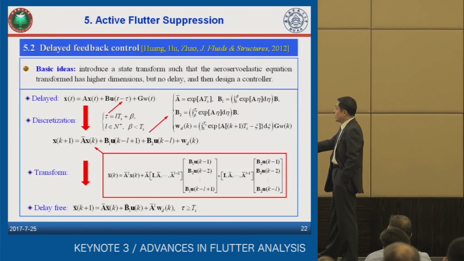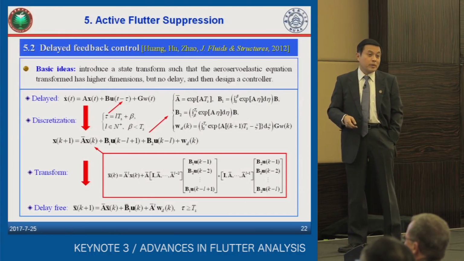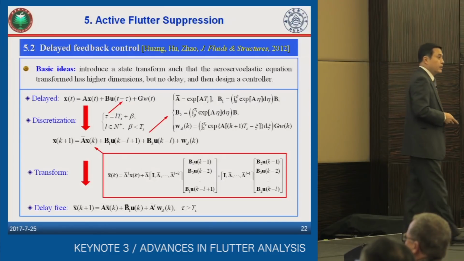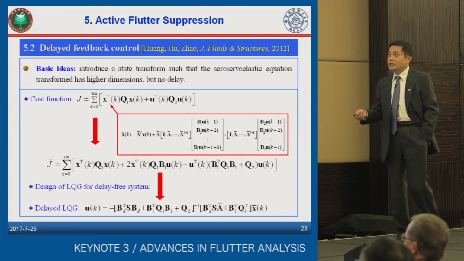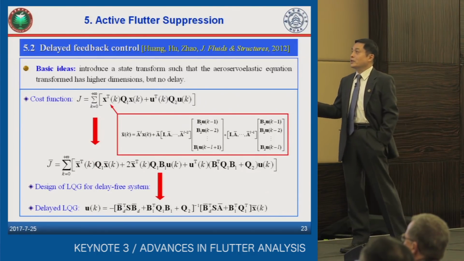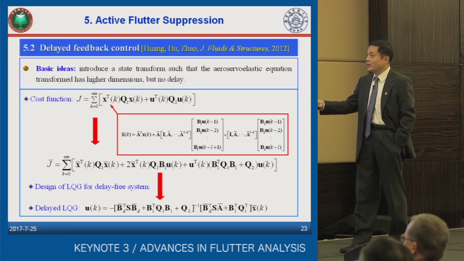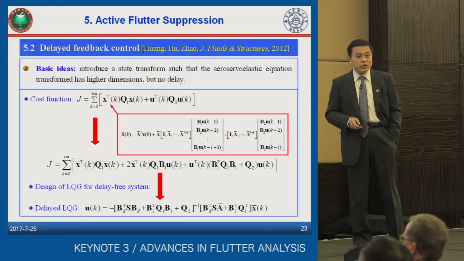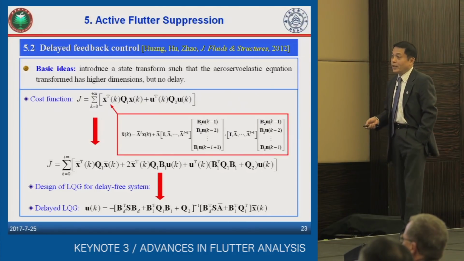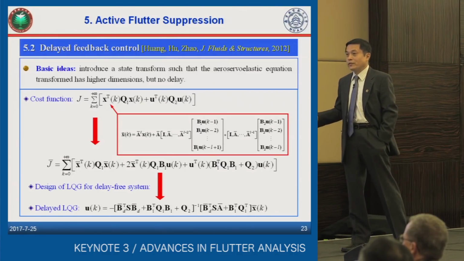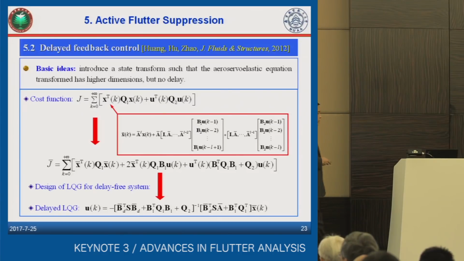We will have a time-delay-free system because the dimension of the system has been increased, but the time delay disappears. As long as the time delay disappears, we can design our optimal control. For example, we substitute the state transformation into the cost function, and then we get the cost function without time delay, and then we can design an LQG controller based upon solving Riccati equations step by step. Then we get the delayed LQG feedback for the system when the time delay has been taken into account.